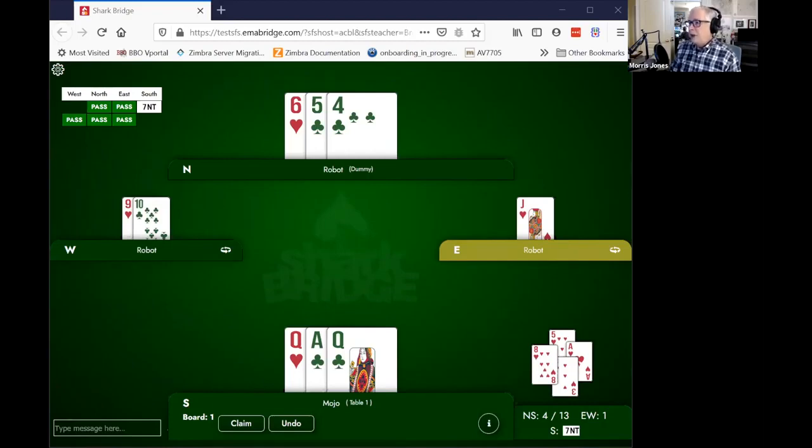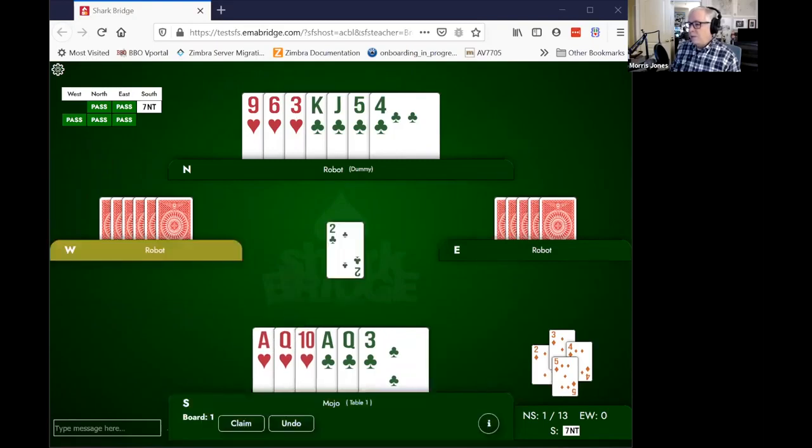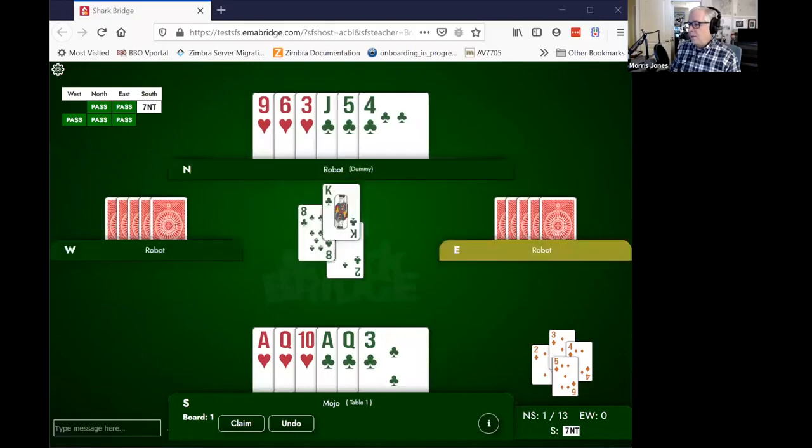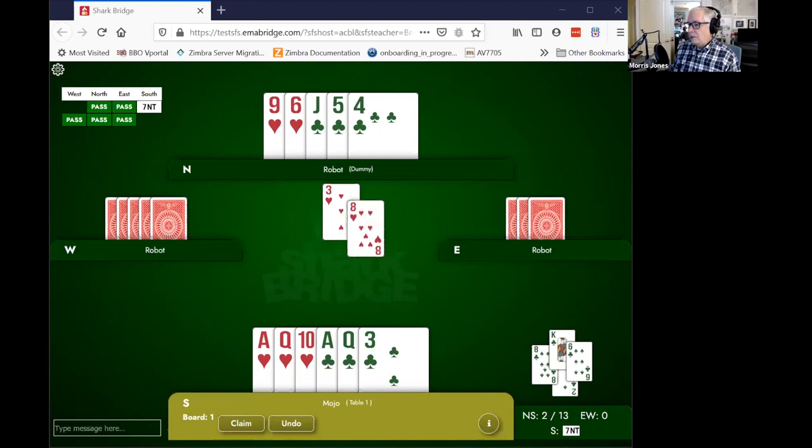Here's another case where you might need 2 entries. In this case, what we have is a double finesse against the jack and the king. So we will have to lead from the other side of the table, win the king, lead a low heart. When East plays low, the correct card to put in is the 10.